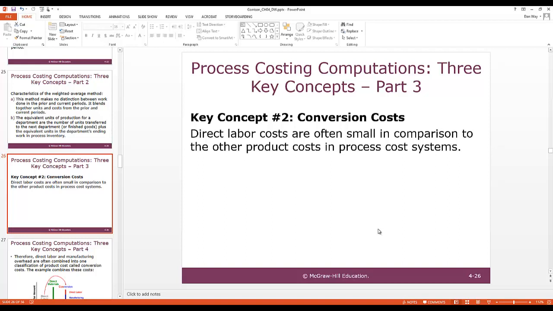Our second concept related to this process or set of notions, if you will, is that direct labor costs are often small, related to the other product costs in process cost systems, and in particular manufacturing overhead. And so it's sort of important for us to make sure we delineate between costs that are driven by direct labor and costs that are driven or kind of coming under that manufacturing overhead bucket.